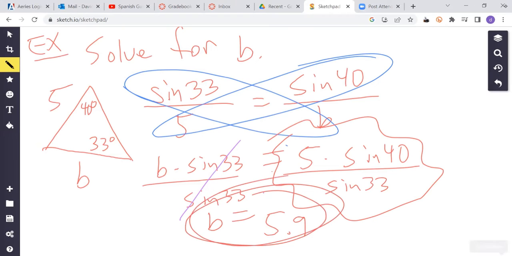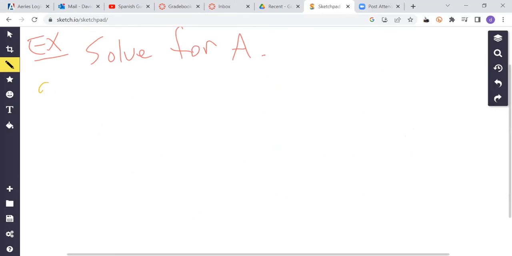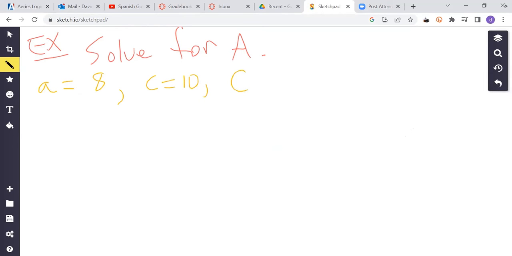So why don't we try one more problem? Let's say that for this one, little a is like 8. Let's say that little c is like 10. And let's say that big C is, I don't know, something like 63 degrees, just making this up. So the goal is to solve for big A.